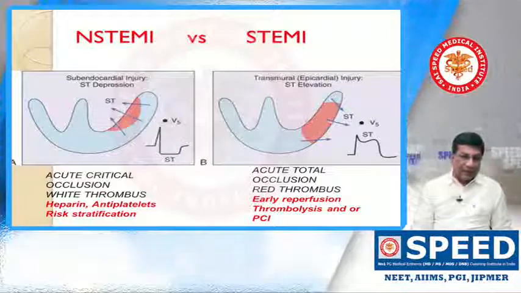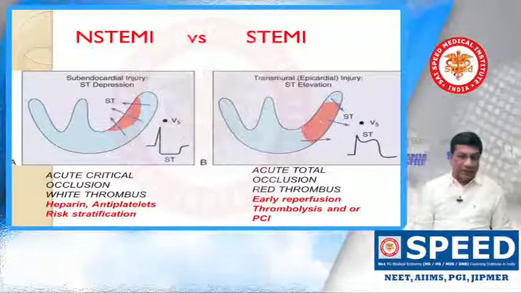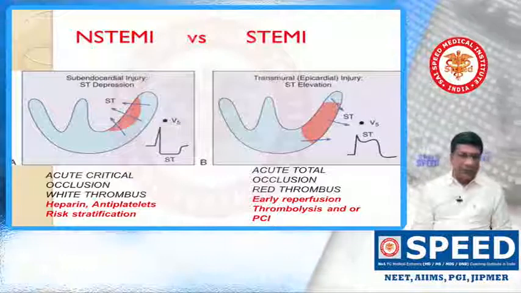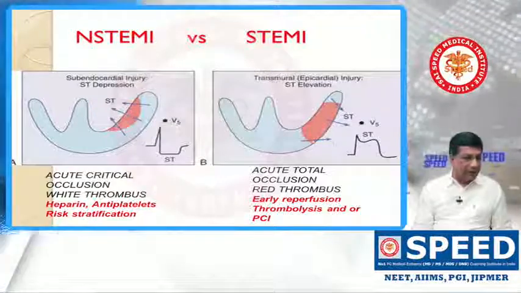Whereas whenever the patient presents with acute ST elevation, it is a subepicardial injury. The injury is predominantly at the outer layer of the myocardium.